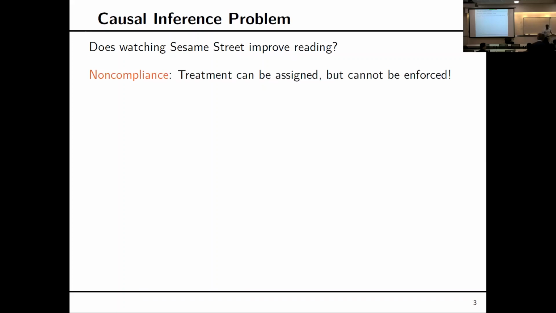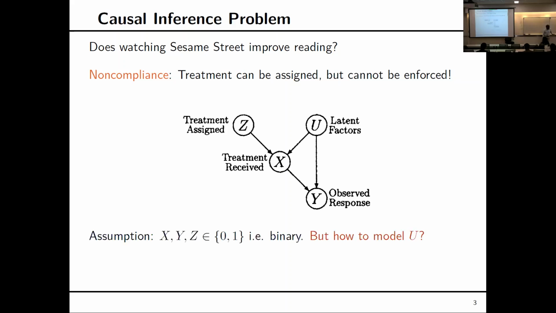You're pretending that you're doing an exercise: you're going to randomly assign some people to watching Sesame Street, some people to not watching Sesame Street, and you don't get compliance. It cannot be enforced 100%. And so you have a situation of this sort. Treatment was assigned, which was Z, which is 0 or 1. You put the patient either into the group of getting to watch Sesame Street or not.